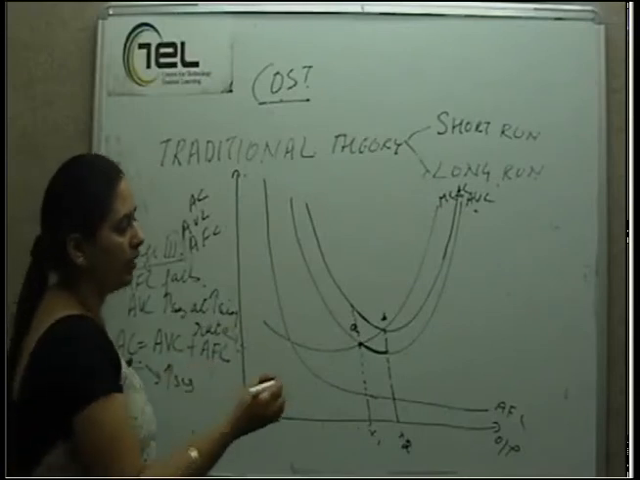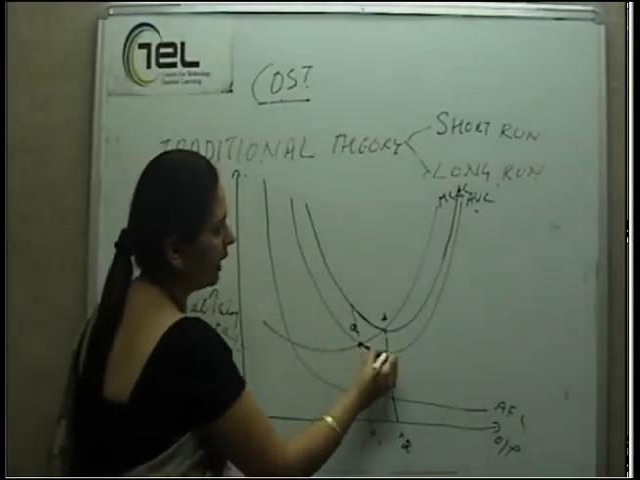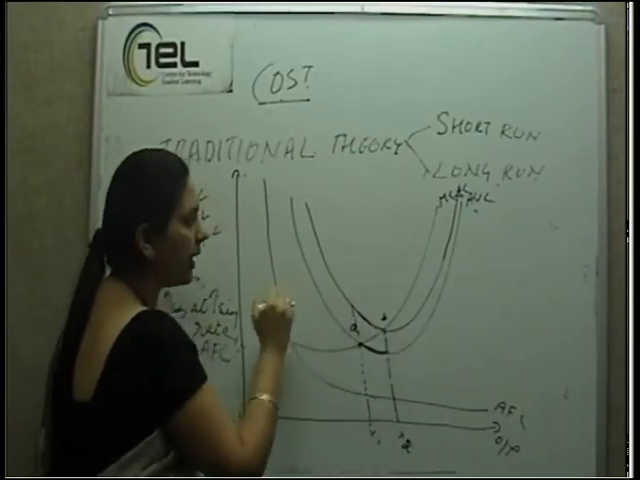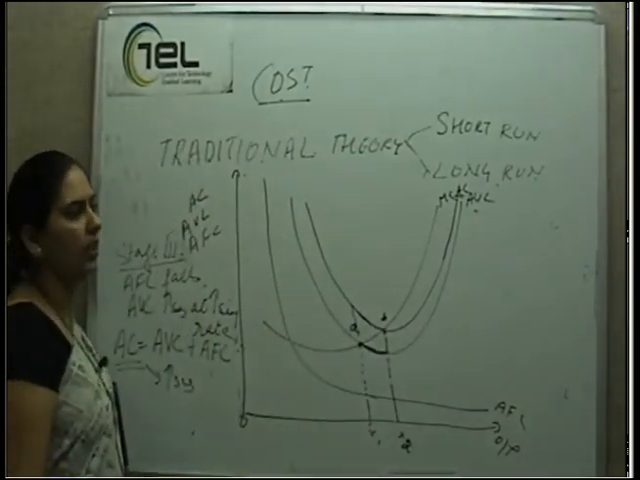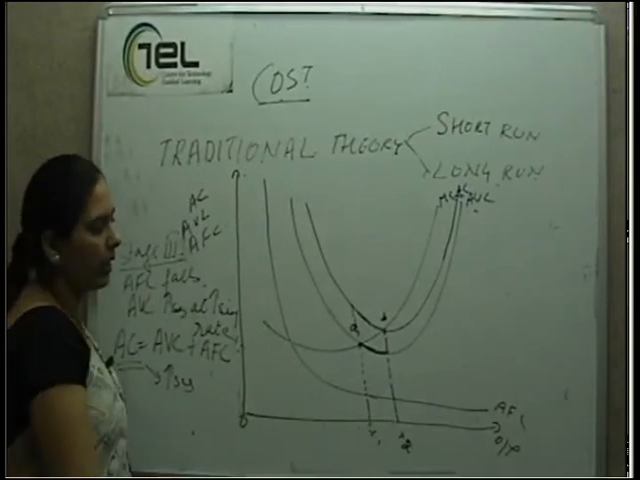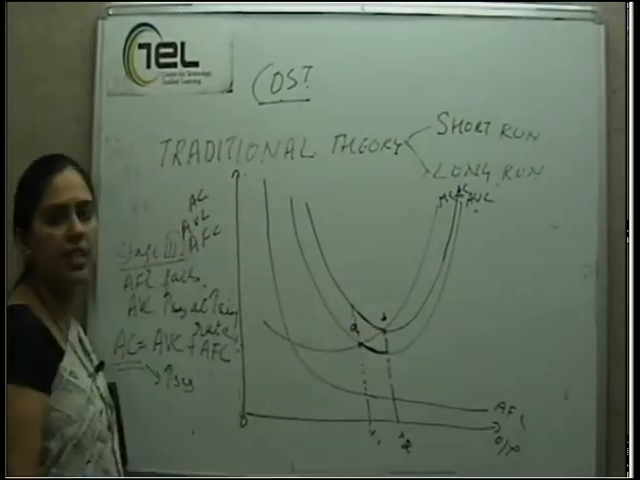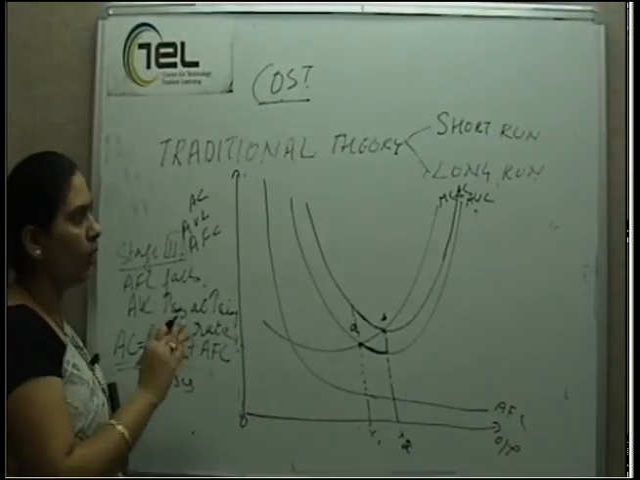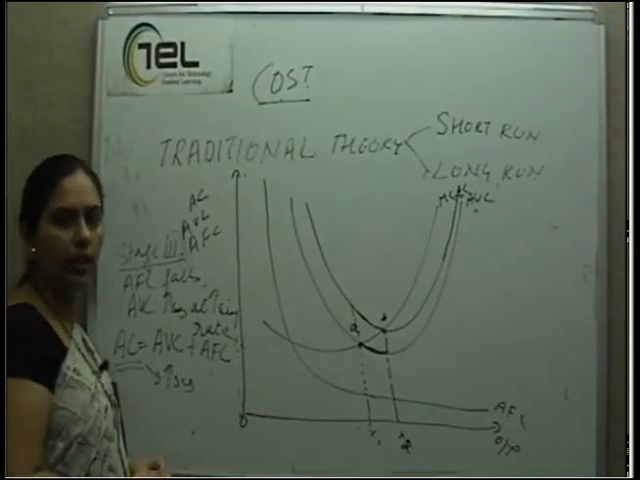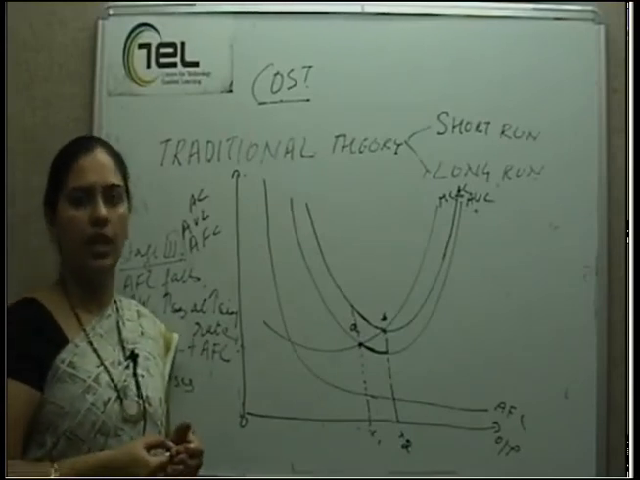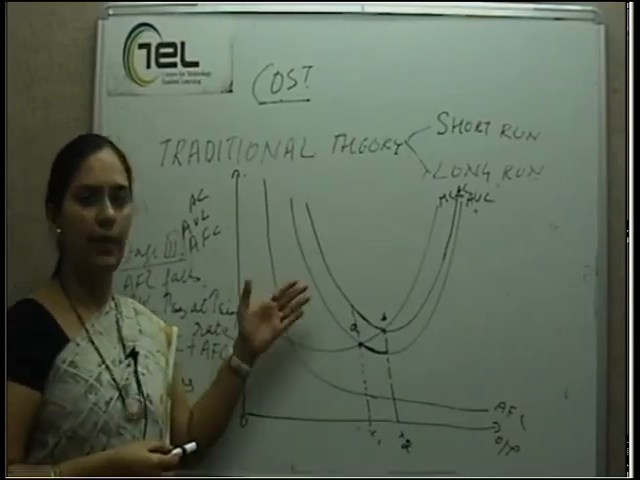And one point before we end this graph is that this MC, which passes through point A and point B of average variable cost and average cost respectively, cuts them at the minimum points of both AVC and AC. That's all for short-run traditional theory, where we have discussed all the graphs from TC to AC to AVC, AFC, MC. Thank you.